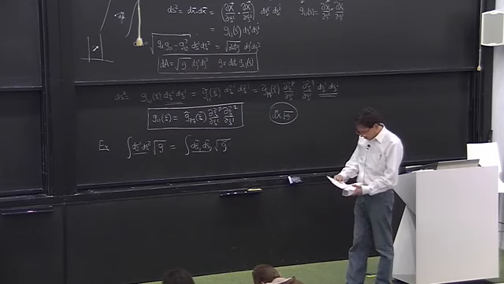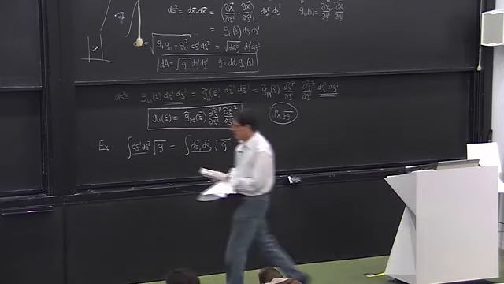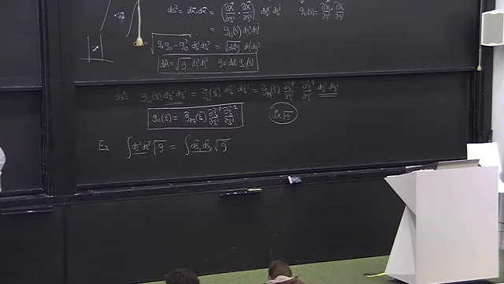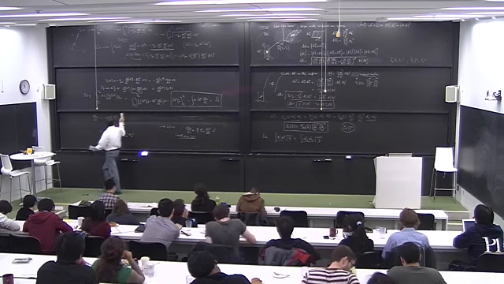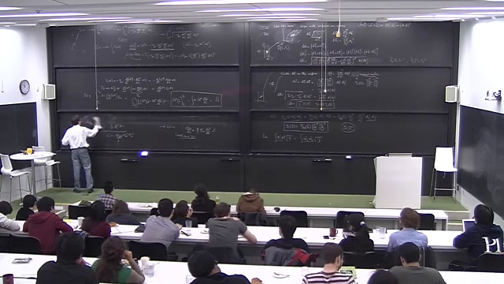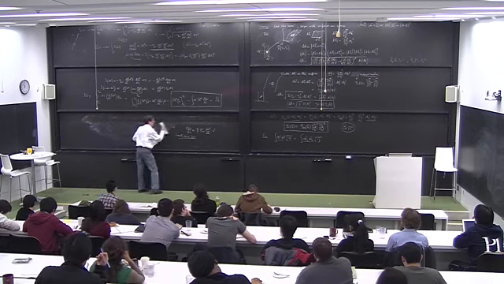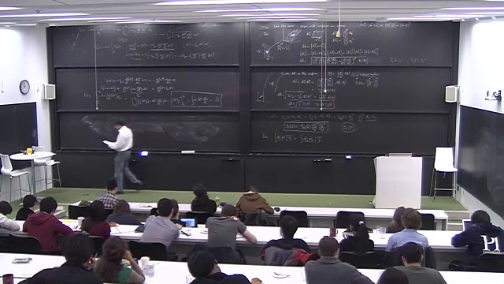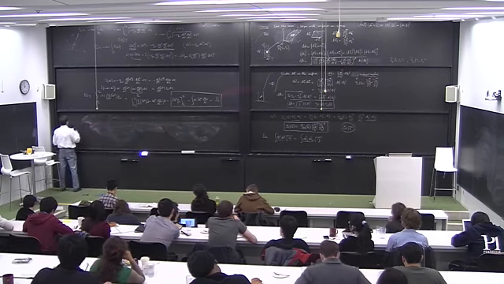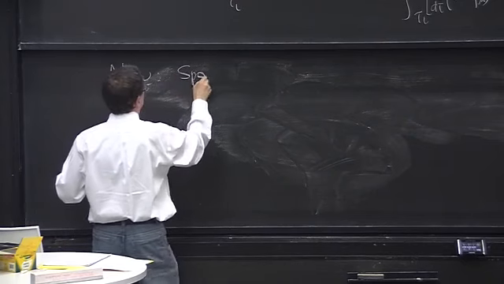So we got the formula for this thing. So now we need to do it for the string. So let me move on to the string. So what happens now? Let's try to guess what we have to do. So now we're going to have a space-time surface.